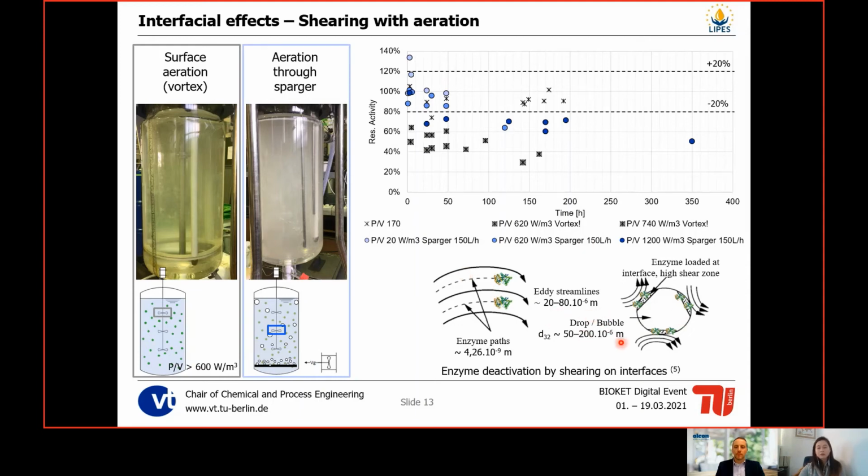However, when we have a drop or a bubble inside the reactor, they also range in the micrometer area, between 50 and 200 micrometers. Therefore these droplets or bubbles are subjected to the streamlines, to the flow at the interface. And as we know from before, the enzymes are attached to the interface, and there they become trapped, they become rigid, and therefore are exposed to high shearing from the turbulent eddies. And that's when we see this kind of deactivation of the enzymes.